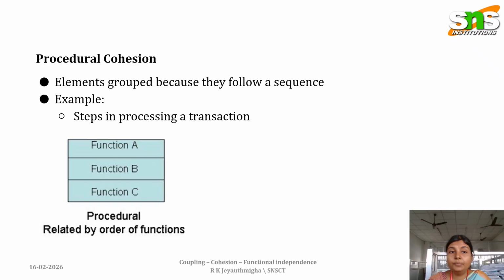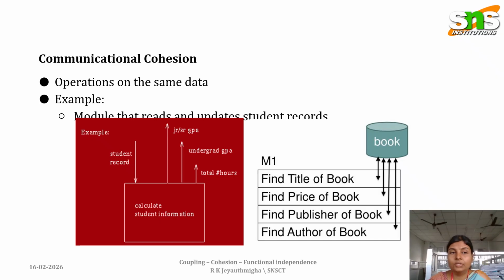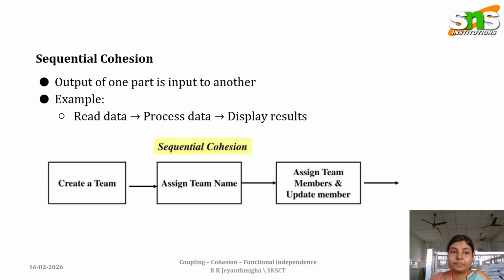And procedural cohesion, elements grouped because they follow a sequence. Example, steps in processing a transaction. Communicational cohesion. Operations on the same data. Example, module that reads and updates student records. Like we have find title of the book, find price of the book, find publisher of the book, and find author of the book. So these are the communicational cohesion examples.